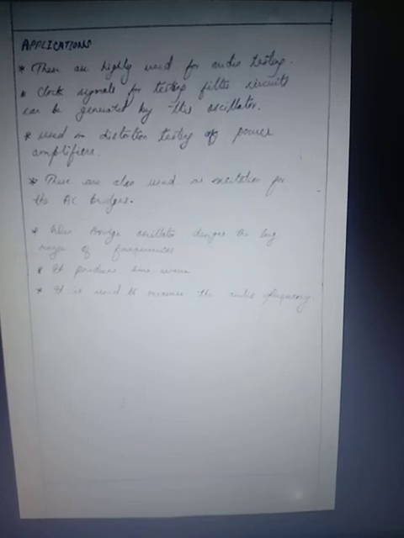Application of Wien bridge oscillator. These are highly used for audio testing. Clock signal for testing filter circuits can be generated by these oscillators. They are used in distortion testing of power amplifiers. These are also used as excitation for the AC bridges. Wien bridge oscillator designs the long range of frequencies. It produces sine wave. It is used to measure the audio frequency.